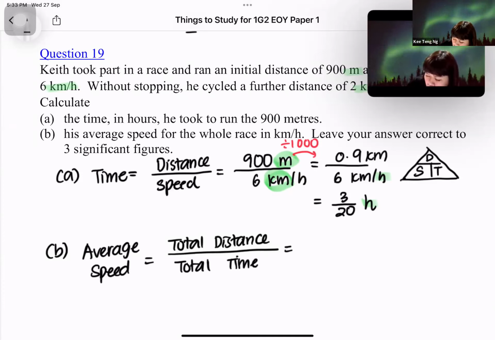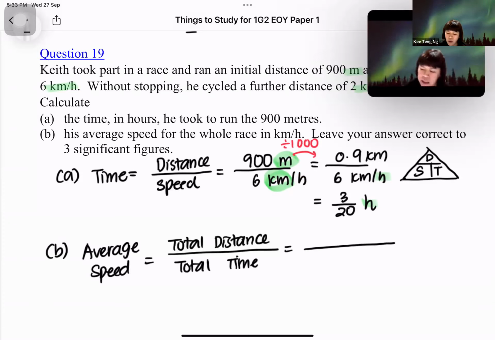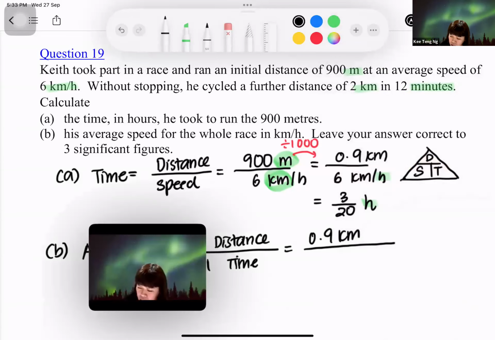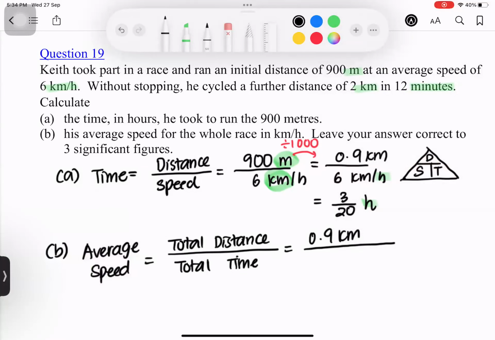Let's check. What is the total distance now? At first, he ran 900 meters, which I changed already into 0.9 kilometer. What other distance did he cycle? 2 km. Yes, 2 kilometer. I add another 2 kilometer.